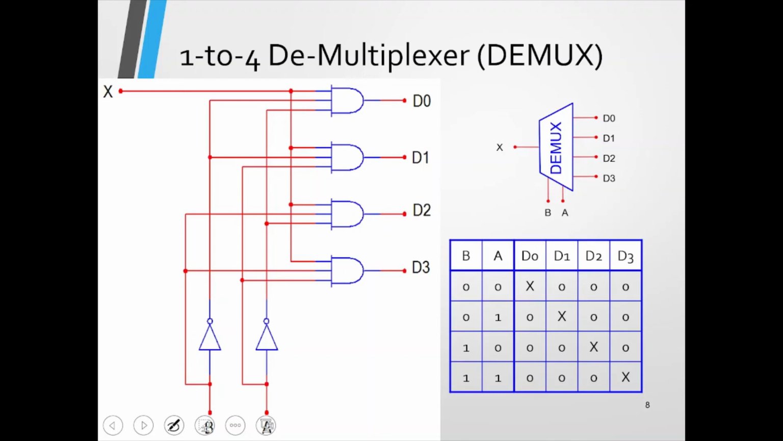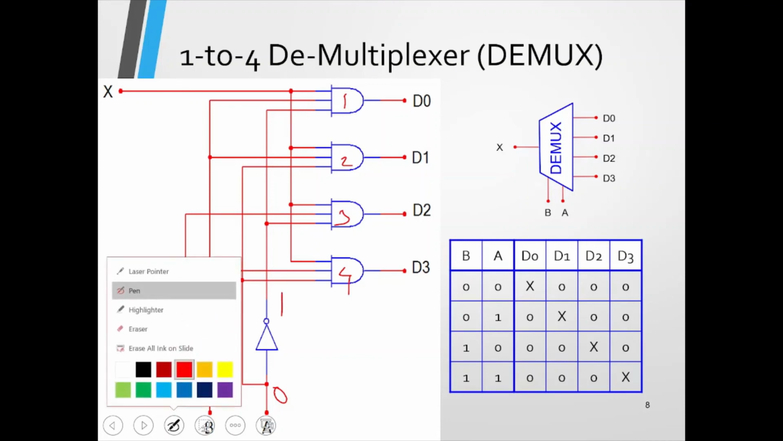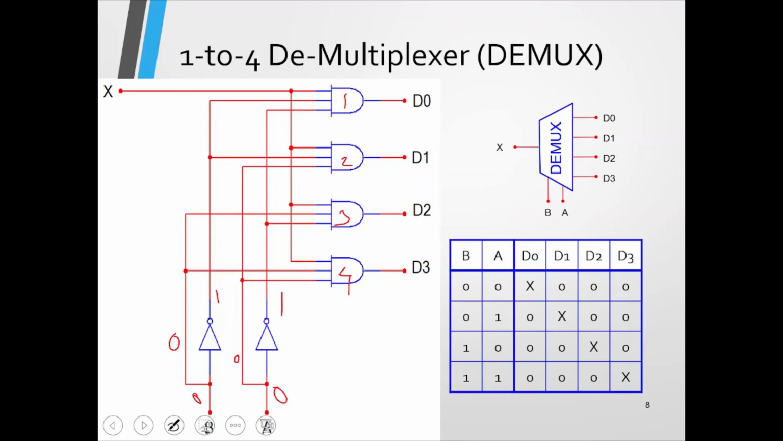Now let us study the working of this 1:4 demultiplexer. Here also we are using 4 AND gates and 2 select inputs. If the select inputs are 0 0, this line is going to be 0 0, but this line will become 1 1 because it is connected to the inverters, right? So here we can see that for the 0 0 input, only D0 will be enabled because it will receive the inputs 1 1 and X.